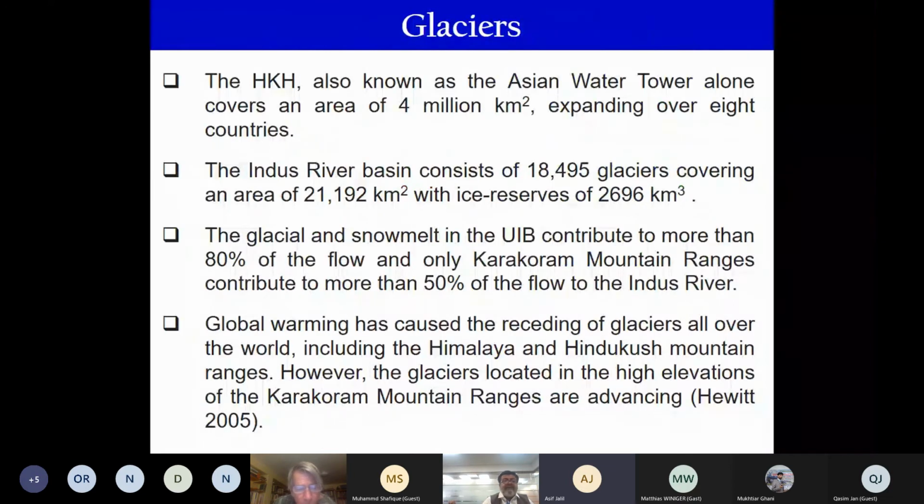Here are the glaciers. The HKH, also known as the Asian Water Tower, alone covers an area of 4 million square kilometers, expanding over 8 countries. The Indus River Basin consists of 18,495 glaciers covering an area of 21,192 square kilometers with an ice reserve of 2,696 cubic kilometers. The glaciers and snow melt in the upper Indus Basin contribute more than 80% of the flow, and the Karakoram mountain ranges alone contribute more than 50% of the flow to the Indus River. Global warming has caused the receding of glaciers all over the world, including the Himalaya and West.